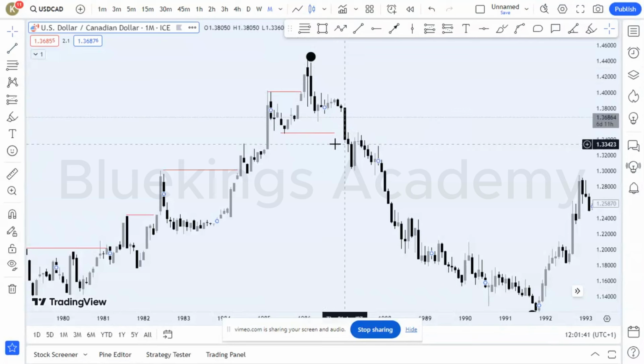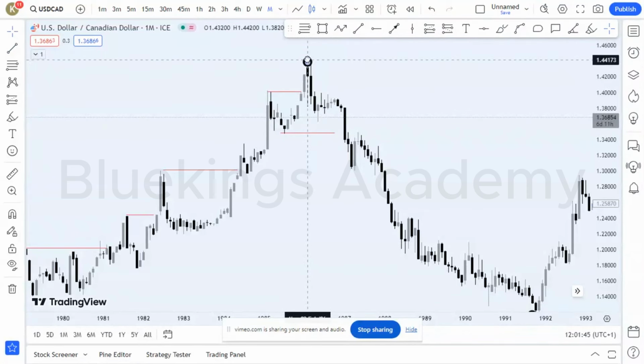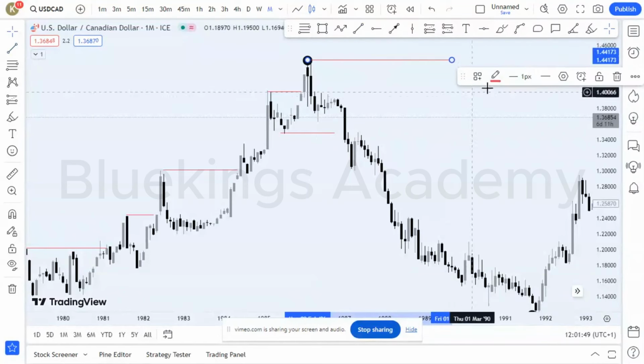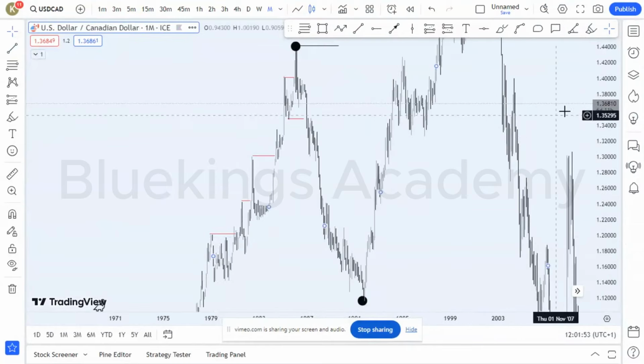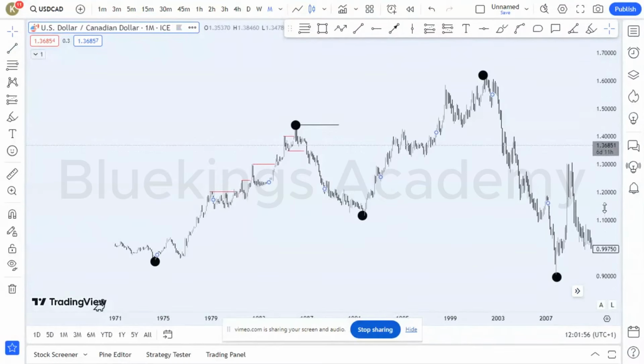So if price ever breaks this, then this, which was once an internal high, graduates to an external high. That's how it works. I'm just telling you why it's graded like that, so that you don't feel like I'm just making it up, right?